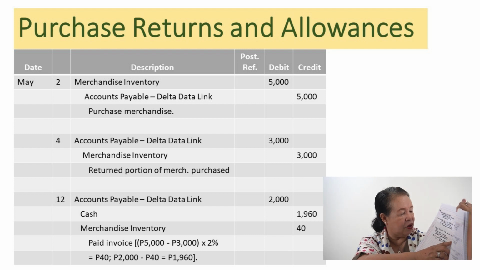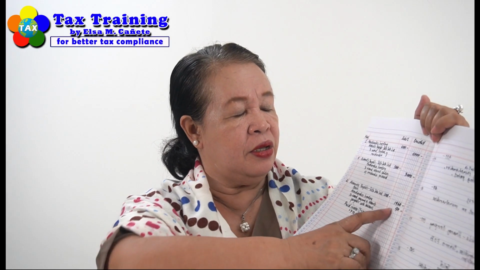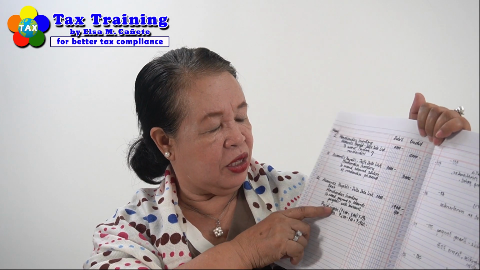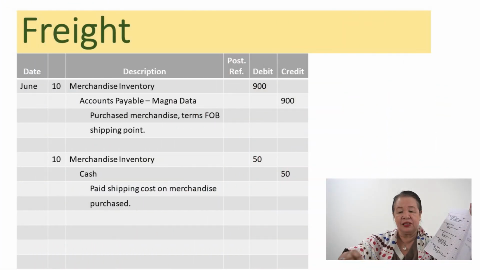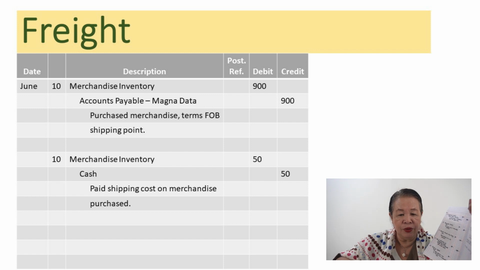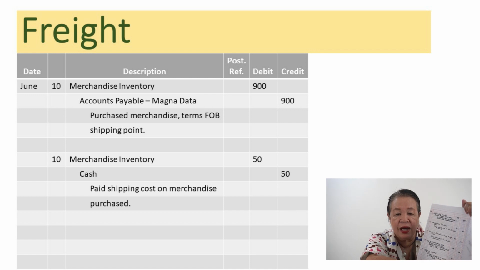Binayaran na natin, no? So, yung credit cash na yan, 1,960 and then we credit also merchandise inventory. Bakit? Kasi binigyan ng discount na 40 pesos or 2% noong 2,000, no? So, meron ng discount. So, ito po yung journal entries pag nirecord po natin yung ating pagbayad doon sa accounts payable. Okay? And then next, dito na po tayo sa June. No? Yung June natin transactions. So, noong June, nagkaroon tayo ng bilihan ng merchandise inventory.